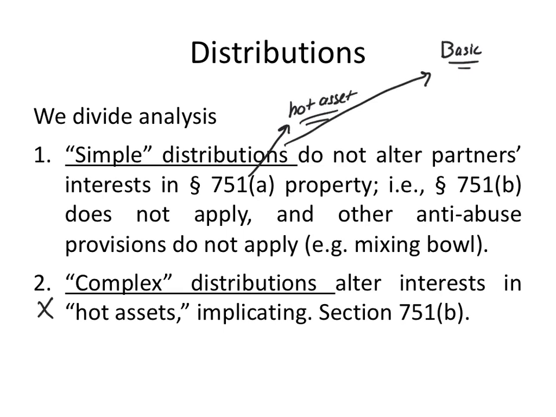The 751 hot assets, which remember, the hot assets for distribution purposes are different than the hot assets for sale purposes, the topics we just covered. The main difference is that the inventory is not all inventory. It has to be appreciated inventory. That's the main difference. So simple distributions, there's no change in the ownership percentage of the hot assets after. But a complex, there is. And the reason for this distinction is anti-abuse. People are trying to get out of having to record ordinary income, ordinary loss, which is at different rates than the long-term capital gain rates. That's why.